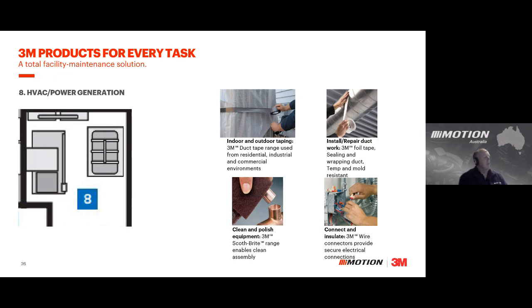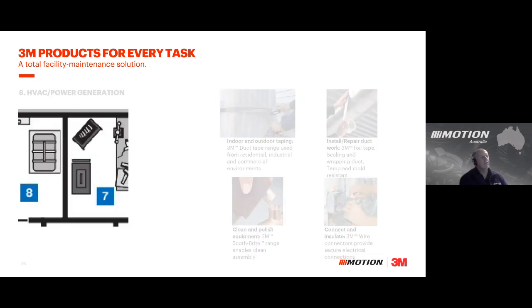Also down through where you're doing your assemblies in that product range, there's a cleaning and polishing of your product to be able to get them in place to the optimum. And then also over through to the 3M wire connectors for that securing of all your electrical connectors. So as you can see, a massive range of products in that portfolio that 3M have to be able to provide you the optimum for your HVAC power generation area. Thanks, Shevelin.